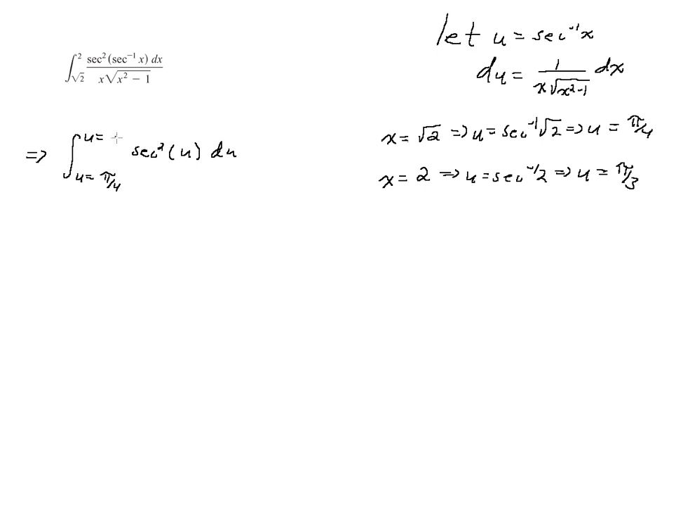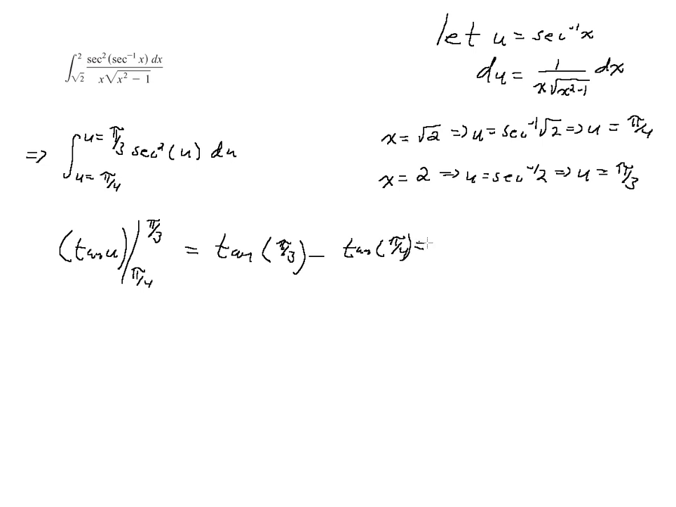And now the function whose derivative is the secant squared of u is the tangent of u, between pi over 4 and pi over 3. So that's going to equal the tangent evaluated at pi over 3 minus the tangent evaluated at pi over 4, which is root 3 minus 1. I don't think you can really get any more compact than that without getting a decimal approximation.